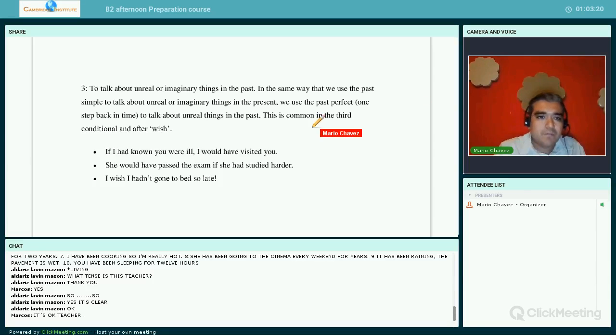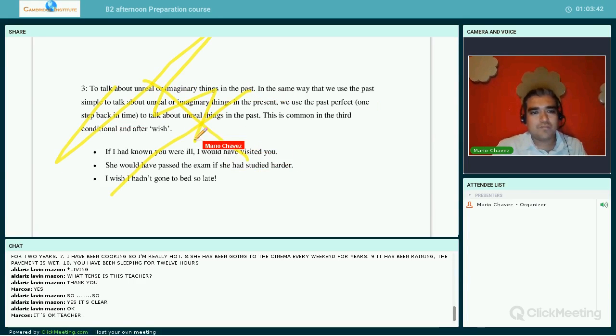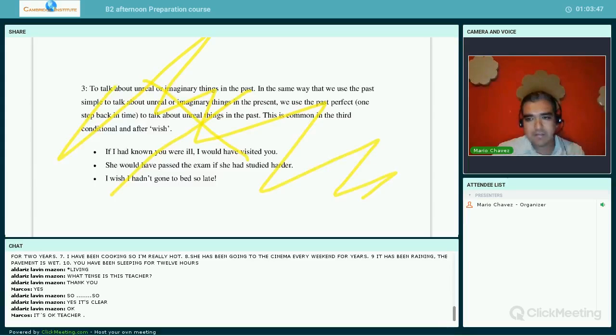Finally, we have another example. To talk about unreal or imaginary things in the past, we use the past perfect. But we'll see this in another topic, for the conditionals. So forget about this. We're not going to check it right now. Imagine I didn't show it to you. We'll talk about this in the conditionals. Right now, we're not going to talk about this because it's too much. Very good. All right, let's practice with some activities.